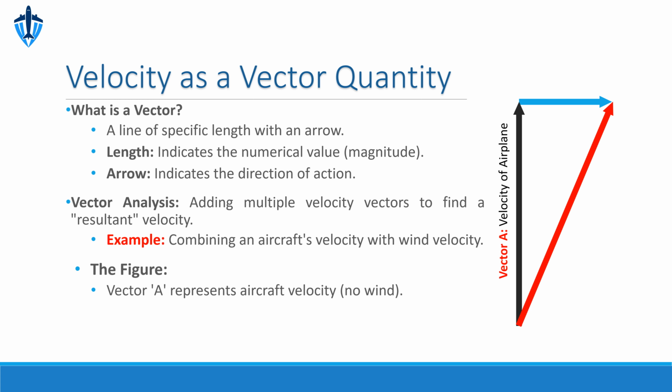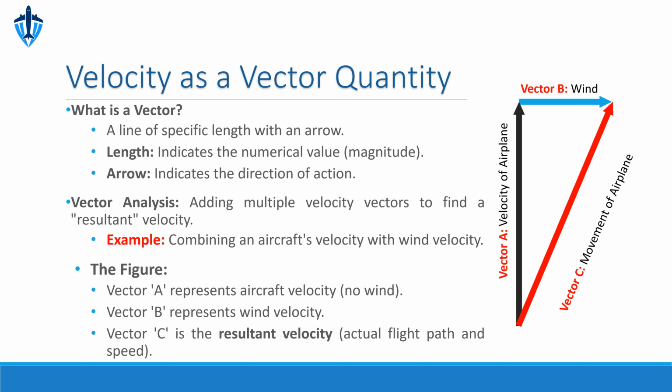Vector A represents the airplane's intended velocity without any wind. Vector B represents the velocity of the wind itself, its speed and direction. When these two vectors are added using vector analysis, the result is vector C, which clearly shows the actual speed and direction the airplane will move relative to the ground. Without accounting for the wind, the airplane would not end up where it intends to be.